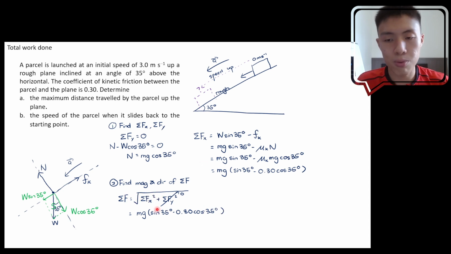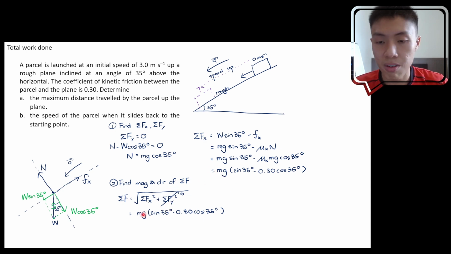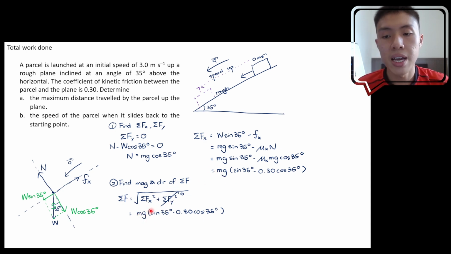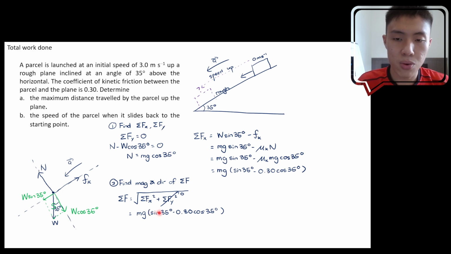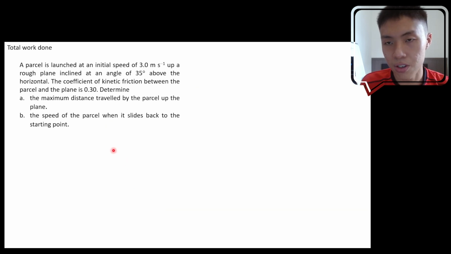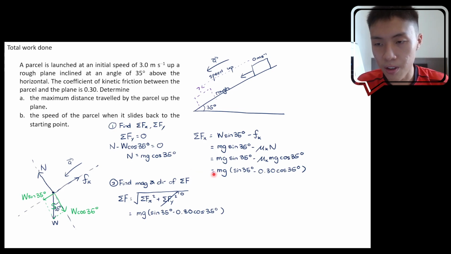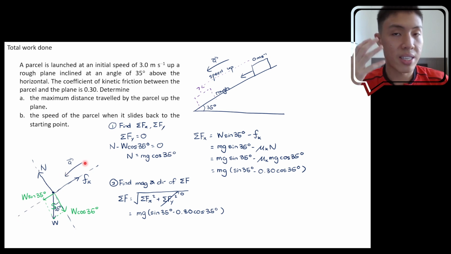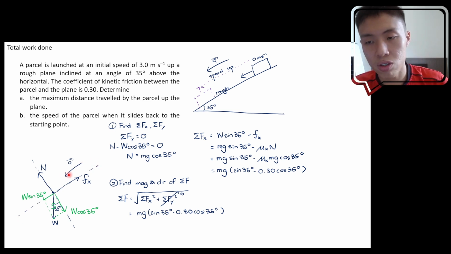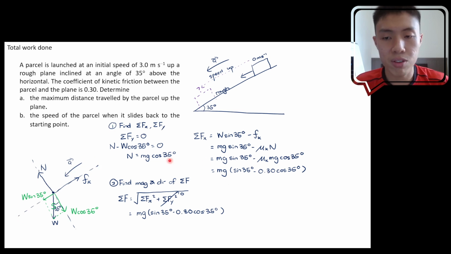So sum of f will be the same thing as sum of fx without the sign. The sign is positive already, so there's nothing to worry about. Next, we can find the work done by the net force. Again, the net force will be pointing along the direction of acceleration. So if the acceleration is down the slope, the net force must be down the slope as well.